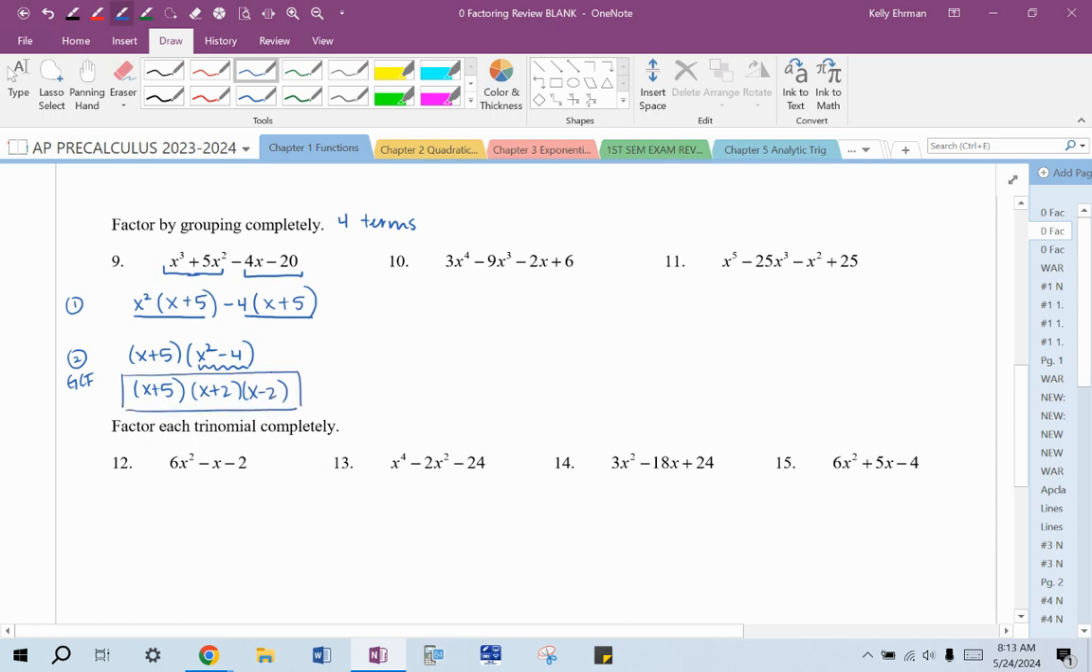When we have our factoring speed quizzes, they're all or nothing. They're 1 point each. So if you don't factor completely, you wouldn't get credit if you left it as x squared minus 4.